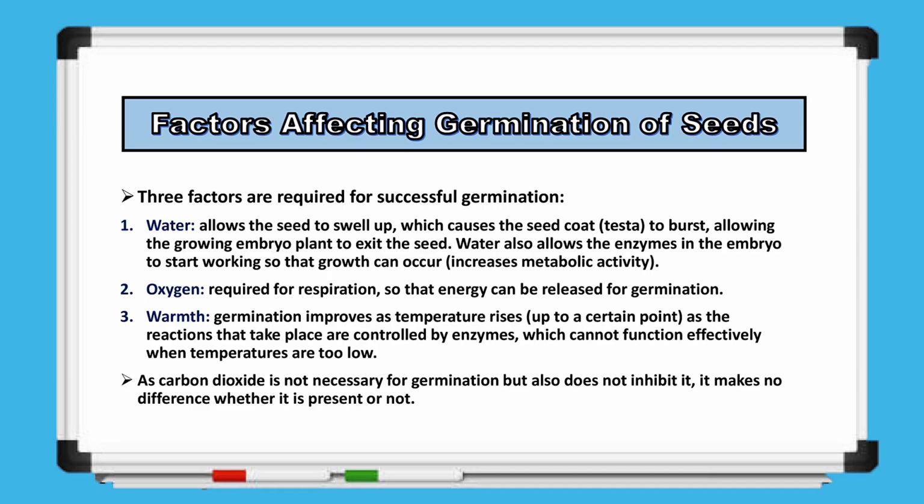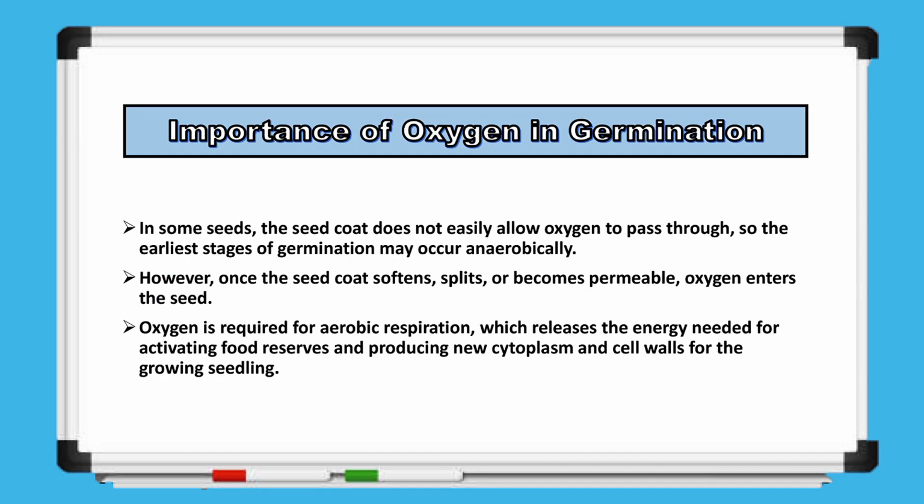The second factor is oxygen. Oxygen is needed for respiration, a process through which energy is released from stored food in the seed. This energy is essential for the embryo to grow and develop during germination. The third factor is warmth or suitable temperature. Germination generally increases as temperature rises up to an optimum level because the chemical reactions involved in growth are controlled by enzymes. When temperatures are too low, these enzymes cannot work efficiently, so germination slows down or stops. And carbon dioxide is not required for germination. However, it also does not prevent germination from occurring, so its presence or absence does not make a difference to the process.